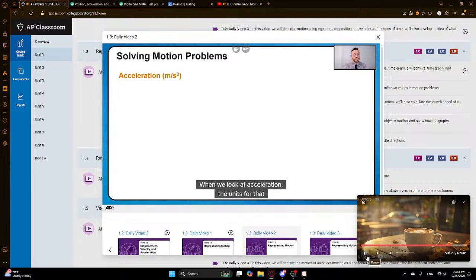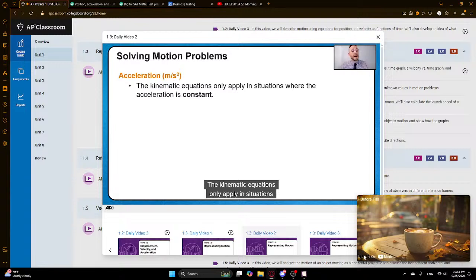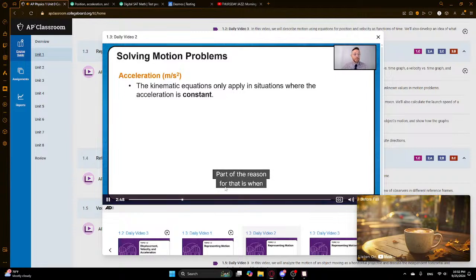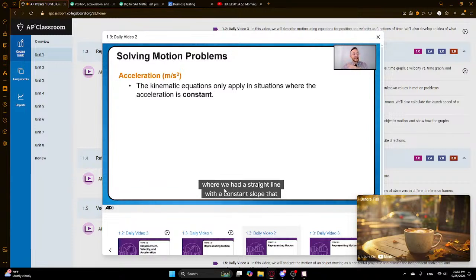Look at acceleration, the units for that are going to be meters per second squared. So any quantity that you see in a problem that says meters per second squared is going to talk about acceleration. The kinematic equations only apply in situations where the acceleration is constant. What does that mean? Part of the reason for that is when we got these kinematic equations, we got them from graphs of velocity versus time where we had a straight line with a constant slope that indicated that we had constant acceleration.